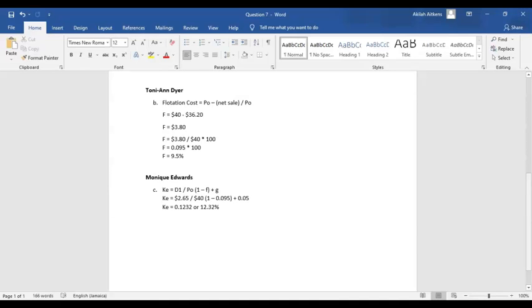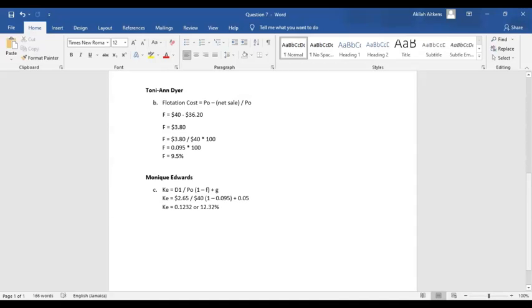Common stock is basically the shares of ownership within a corporation, and the type of stock in which we choose to invest. I use the formula KE equals D1 divided by P0 times (1 minus F), plus G.